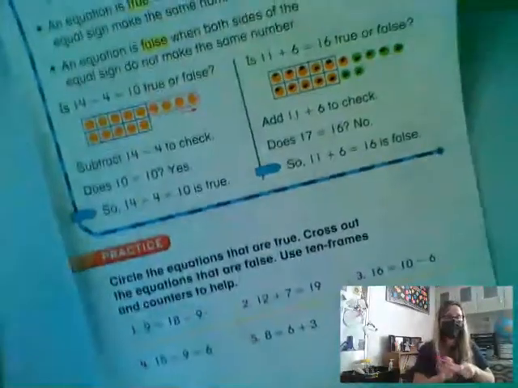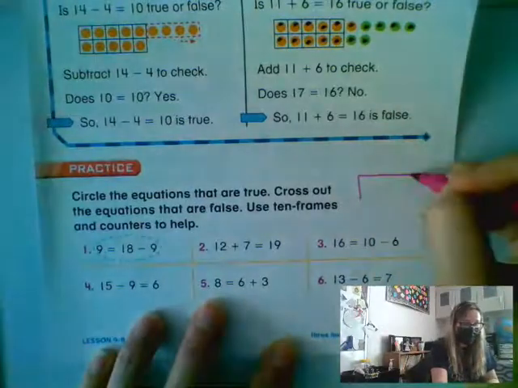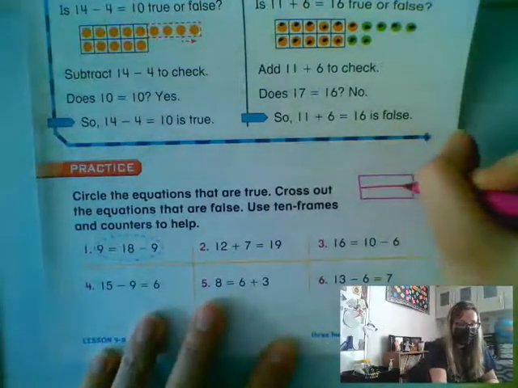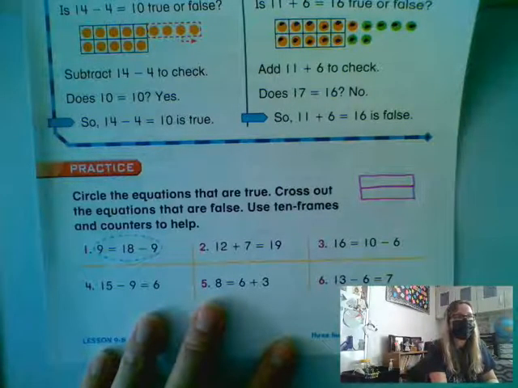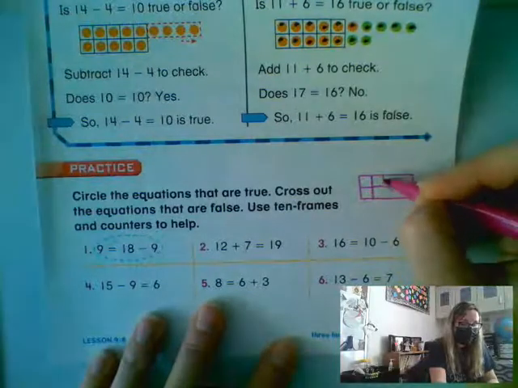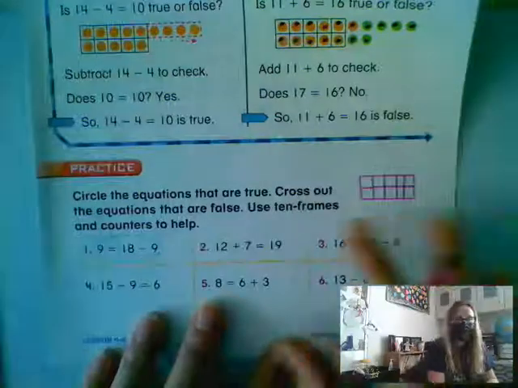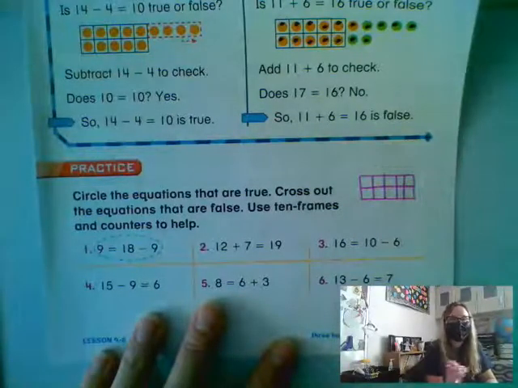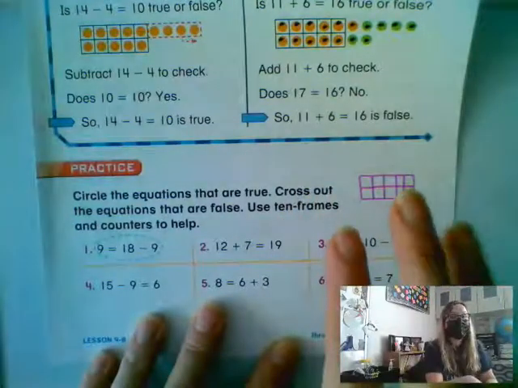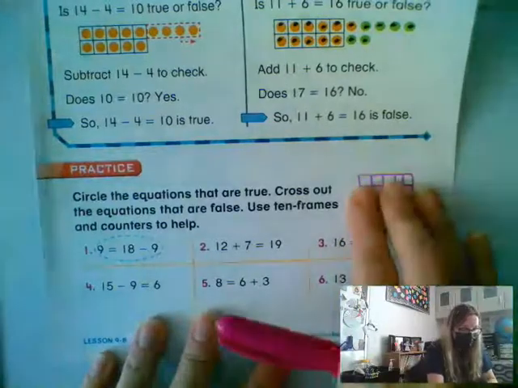To draw a 10 frame, it's just a rectangle like this. And then you cut it in half, so you have 2 rectangles stacked on top of each other. And then 4 lines down. 1, 2, 3, 4. And you should try your best to keep them about the same size. If they're not identical, that's okay, as long as you know you've got your 10 boxes. Okay, so we're going to use that 10 frame.